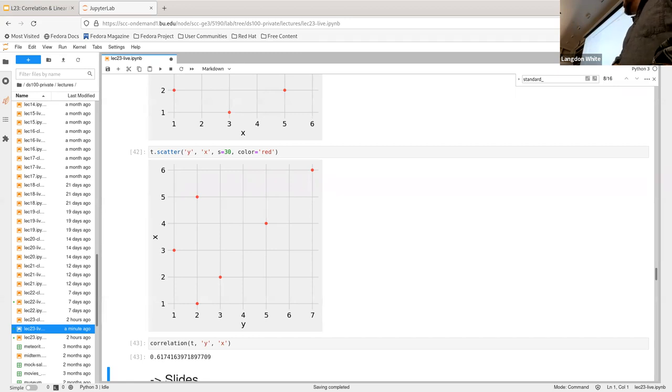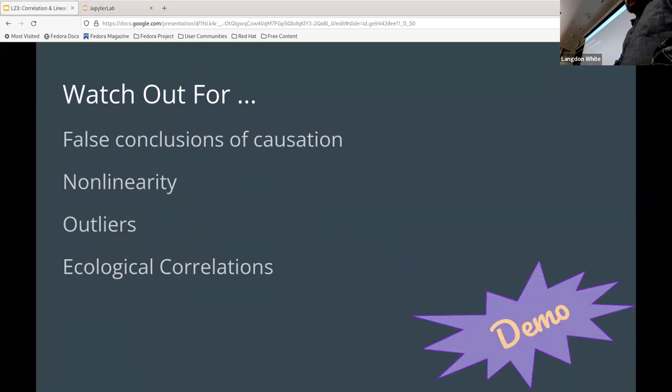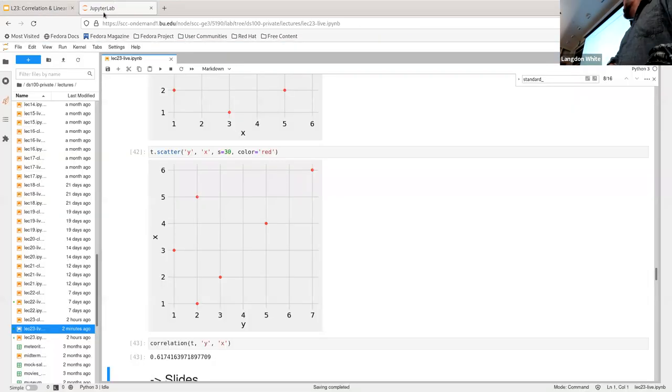All right, so if we go back over here, I kind of alluded to this, right? This does not mean causation. It just means that there's a correlation. Nonlinearity can be screwball. Outliers can make it screwy. And then ecological correlations. But let's talk about those with pictures, to make it a little easier.